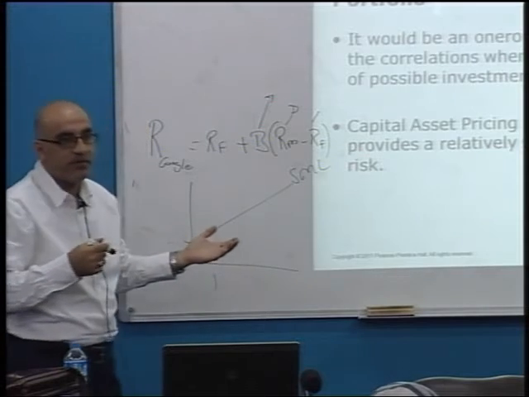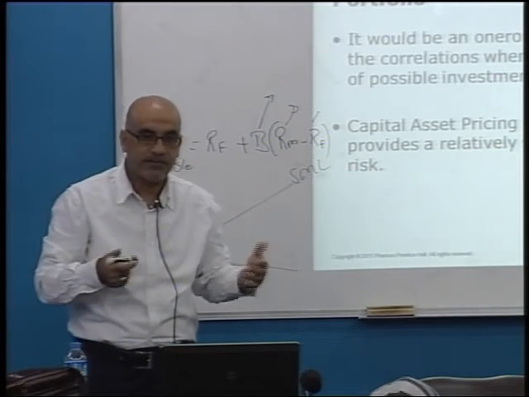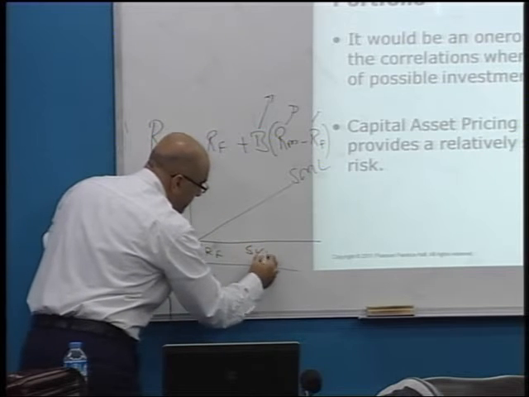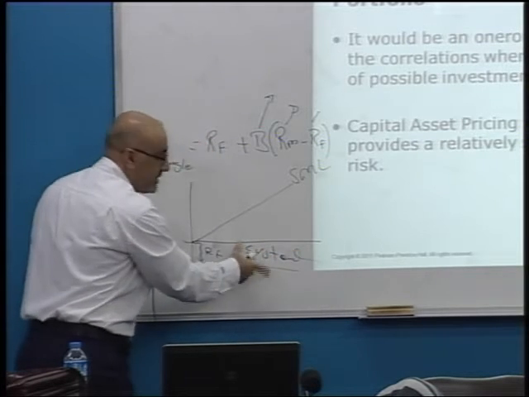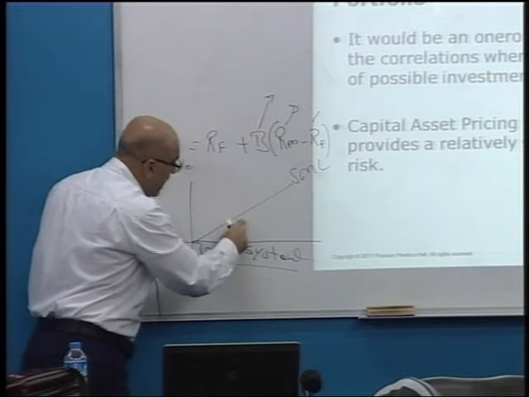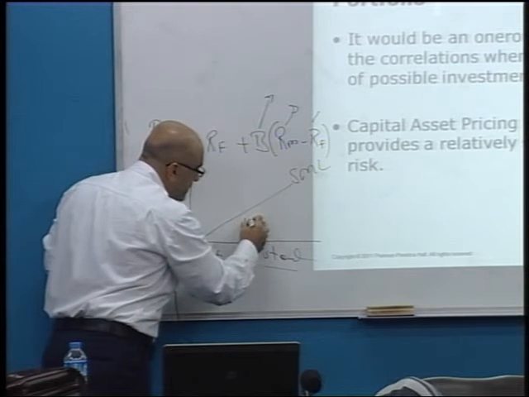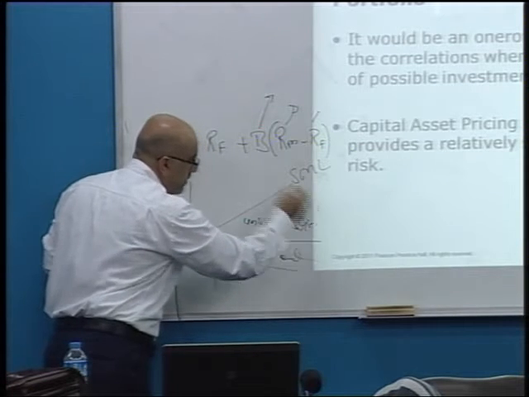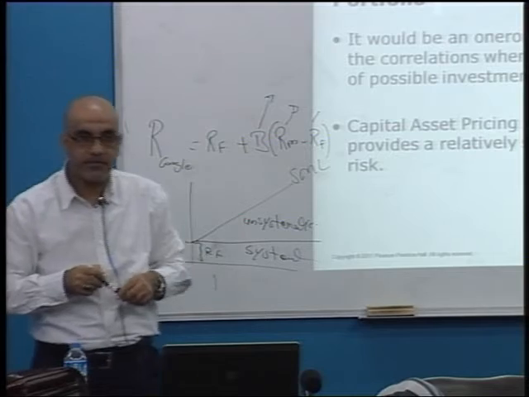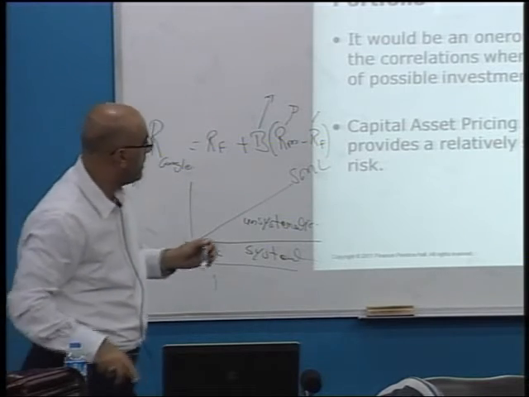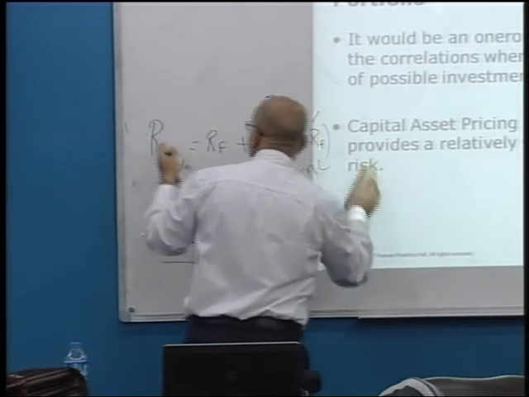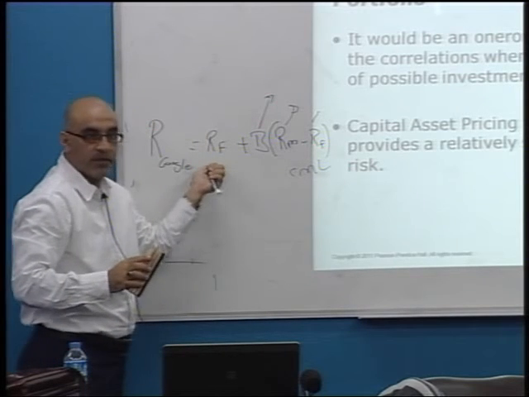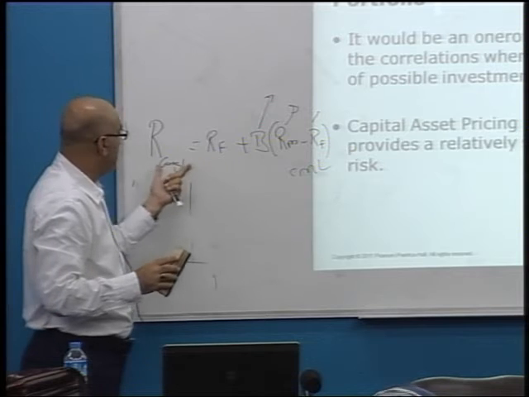It reflects the systematic risk. This area in here is systematic risk. This area is systematic risk. And this area here is unsystematic risk. We will go back to this. We will go back to more explanation about the CAPM. This is CAPM, capital asset pricing model.